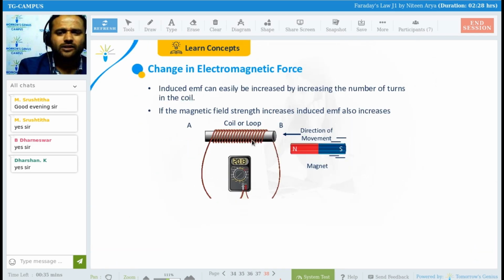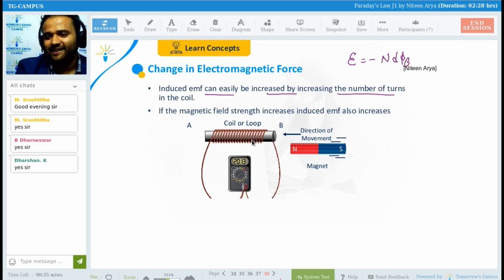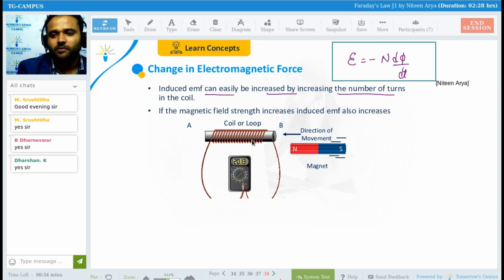Good. So, change in electromagnetic force, this much. Induced EMF can easily be increased by increasing the number of turns. Okay, remember this formula: E equals minus N d phi by dt. Again, I am saying a wrong thing: not remember, understand this formula. So this is your main thing. E stands for electromotive force, and it has a unit of volt.